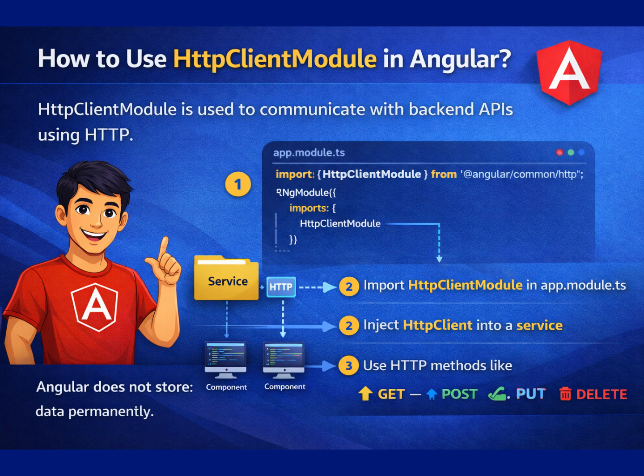How to use HttpClientModule in Angular. HttpClientModule is used to communicate with backend APIs using HTTP. Import HttpClientModule in app.module.ts. Inject HTTP into a service. Use HTTP methods like GET, POST, PUT, DELETE.